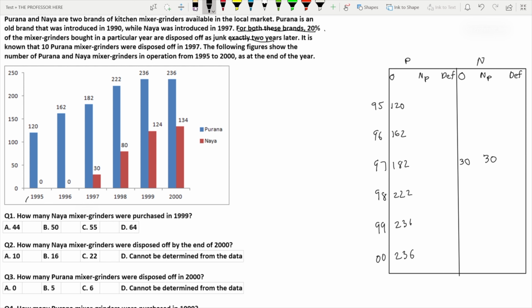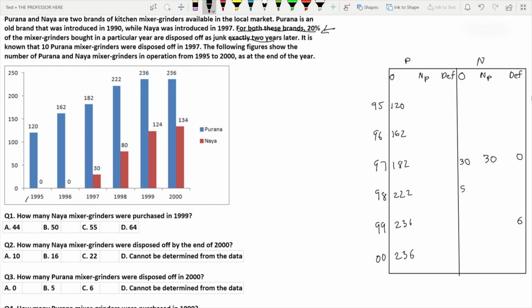Now from the third line of the question, for both these brands, 20% of mixer grinders in a particular year are disposed of as junk. New purchases in 1997 is 30. 20% of 30 is 6, which means 6 of the mixer grinders which were purchased by the end of 1997 will be disposed of by the end of 1999. So by the end of year 1999, there will be 6 defective or disposed of. Okay, D represents defective or disposed of. So out of the 30 purchases in 1997, 6 will be disposed of. And for the year 1997, because there are no other purchases made before 1997, the defective or disposed of number is 0. So now we move on to 1998.